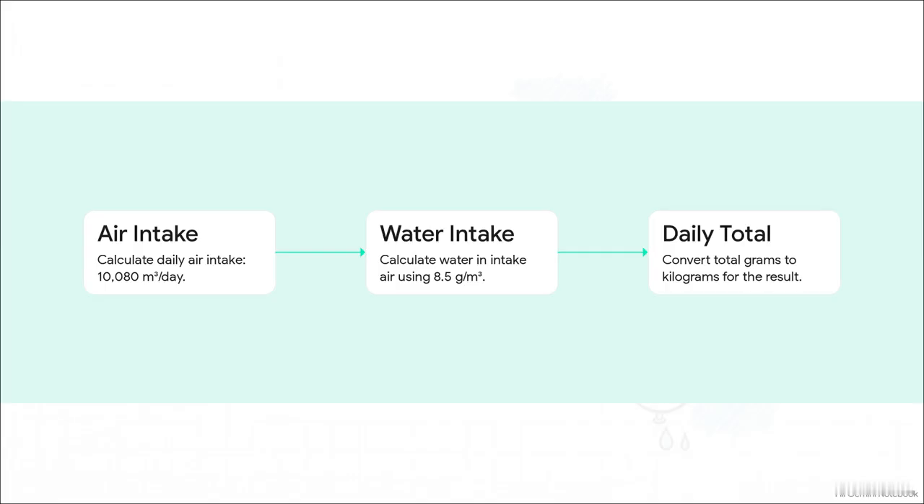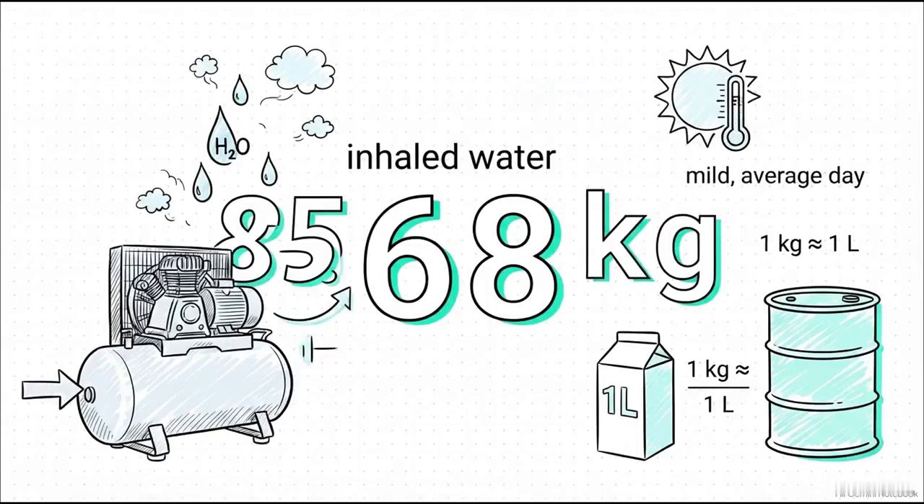7 cubic meters a minute times 60 minutes times 24 hours means our system breathes in a massive 10,080 cubic meters of air every single day. Step 2, we multiply that massive volume by our ambient moisture content of 8.5 grams per cubic meter. And that brings us to this staggering number. Your compressor is inhaling 85.68 kilograms of water every single day.